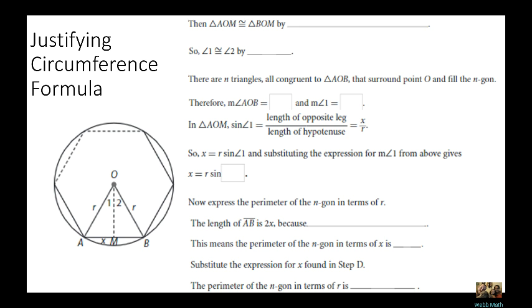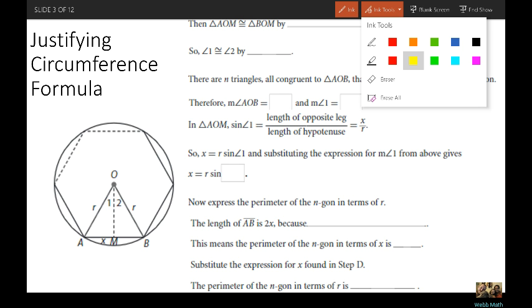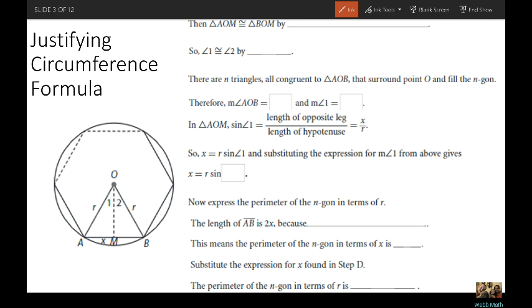So, justifying the circumference formula. Here we have, what, 6 sides? Let me count: 1, 2, 3, 4, 5, and finally 6. 6 sides. That's a hexagon.